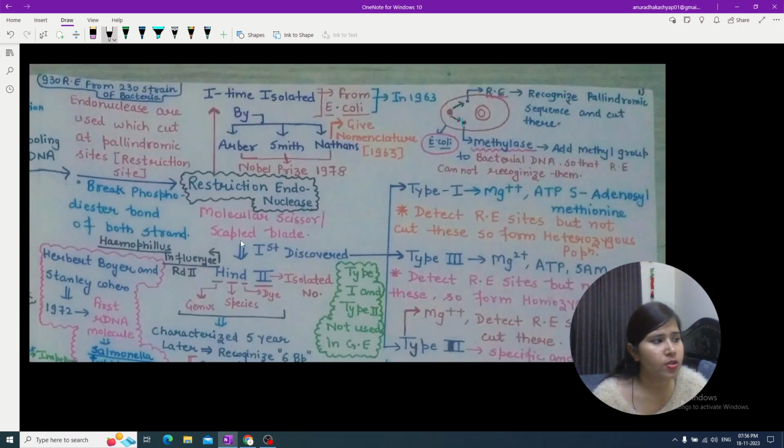Restriction endonucleases are also known as molecular scissors, discovered by Arber, Smith and Nathans. Endonucleases are used which cut at palindromic sequences. Now, what are palindromic sequences? Palindromic sequences are sequences which are the same when read from both directions.